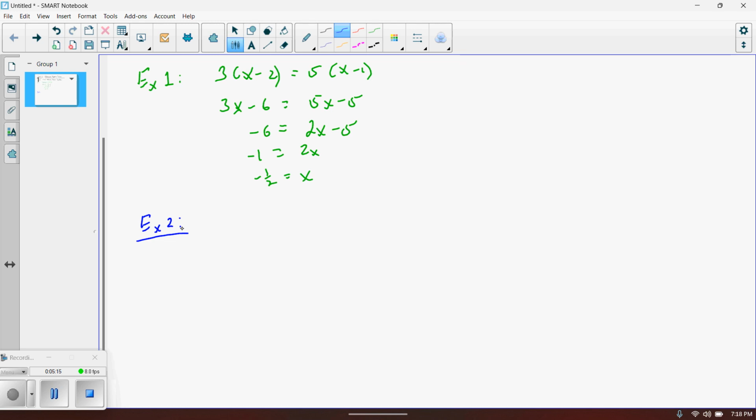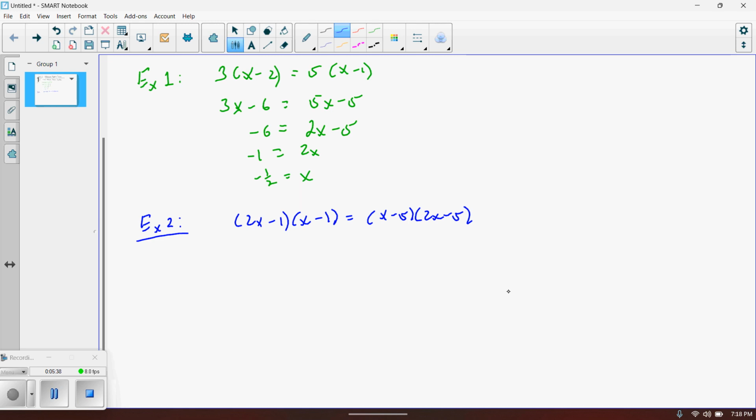All right, our second example will be 2x minus 1 times the quantity x minus 1 is equal to x minus 5 times 2x minus 5.